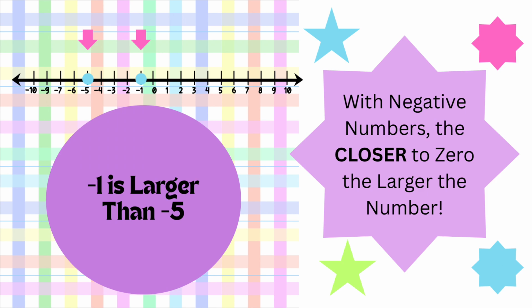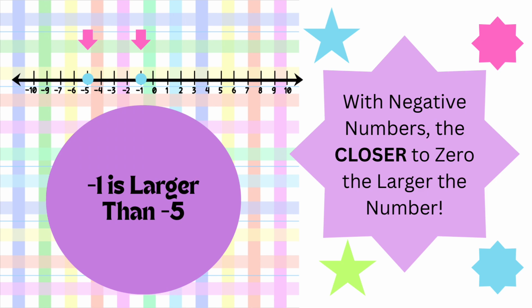One more really important thing to remember when working with negative numbers: the closer a negative number is to 0, the larger that number actually is. This can be a little tricky at first because it might seem backwards. For example, -1 is actually larger than -5 because -1 is closer to 0 on the number line.